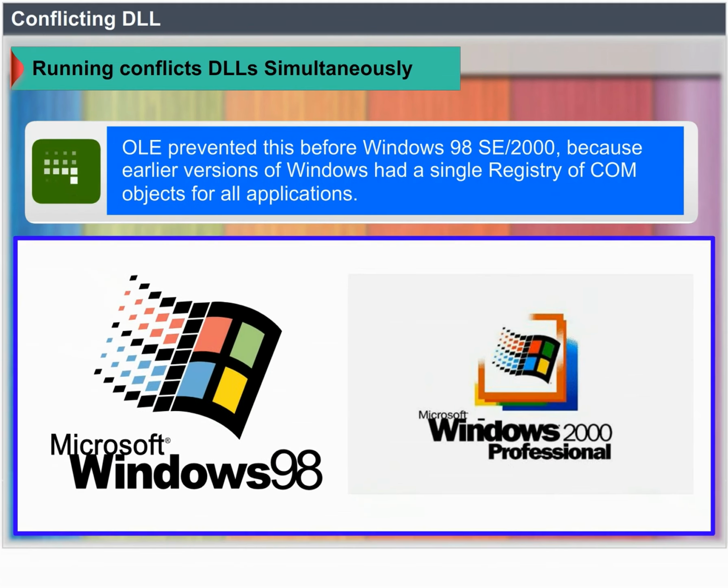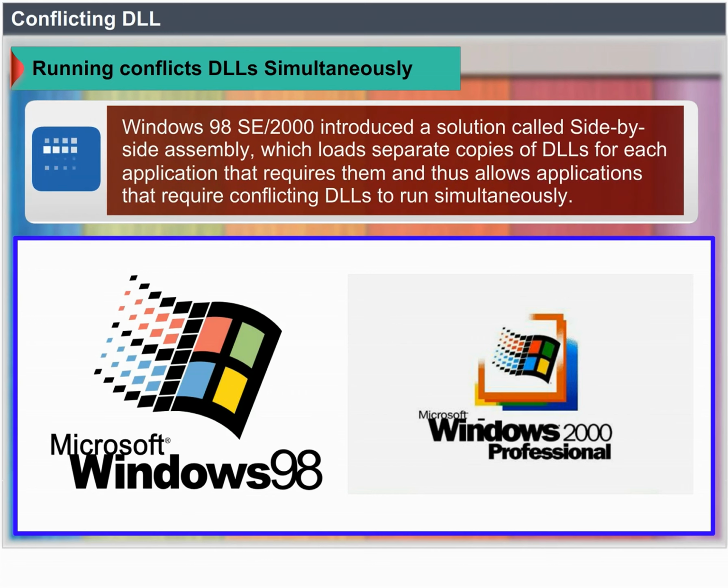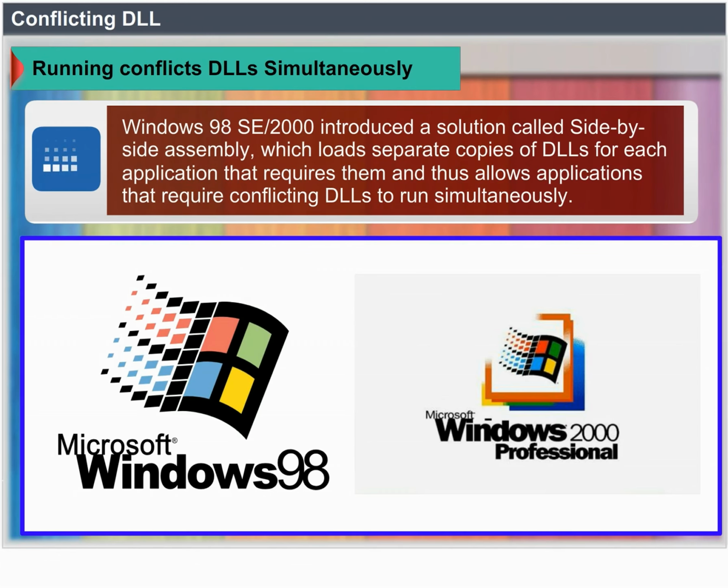OLE prevented this before Windows 98 SE and 2000 because earlier versions of Windows had a single registry of COM objects for all applications. Windows 98 SE and 2000 introduced a solution called side-by-side assembly, which loads separate copies of DLLs for each application that requires them, and thus allows applications that require conflicting DLLs to run simultaneously.